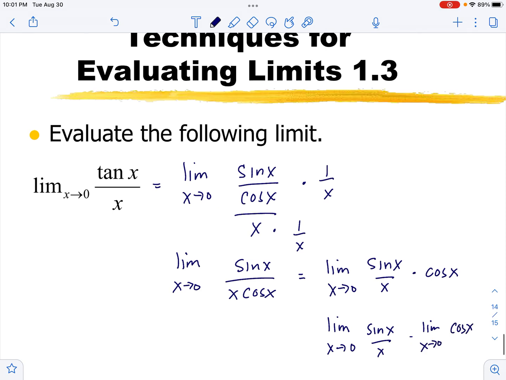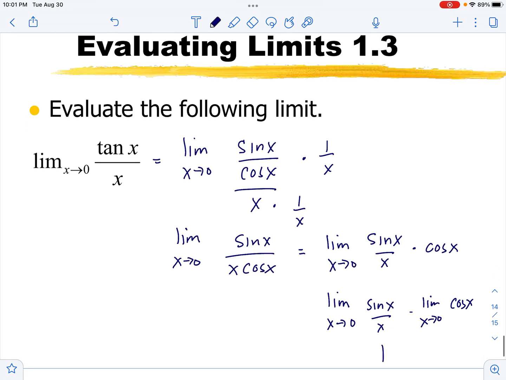So we know this first part is equivalent to 1, but then it's times the limit as x goes to 0 of cosine of x. So we'd really have the cosine of 0. So we need to think about that. What is the cosine of 0? Again, going back to our unit circle, we have (1, 0). Cosine is your x value, so cosine of 0 is 1. So this is equivalent to 1 times 1, which is 1.